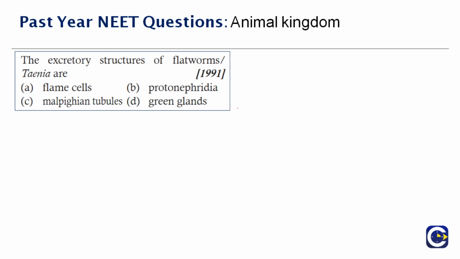Next question here: the excretory structure of flatworms Taenia are dash. What are they asking us? The excretory structure of flatworm Taenia are dash. So again you have four options here. What is Taenia? First of all, it's a worm, right? What else can you say about Taenia here? There are many other species which come under this Taenia. As I already said, you have Taenia saginata, then you have Taenia solium, and you have many other organisms.